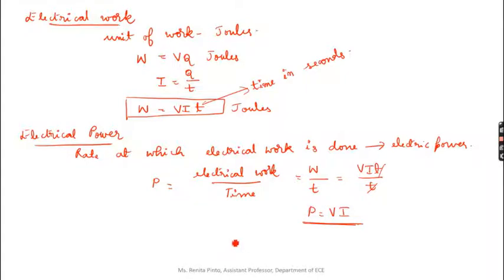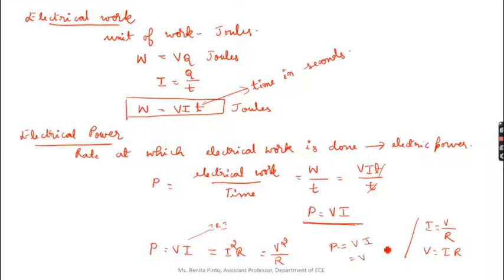This can also be written as P is equal to V into I, or you can also write it as I square R, or you can write it as V square by R. That is by substituting I is equal to V by R, or you can substitute V is equal to I into R. If you substitute V is equal to I into R in P equal to V into I, you will get I square R. If you substitute I is equal to V by R, you will get V square by R. So these are the other formulas for your electric power. The unit of electric power is watts.